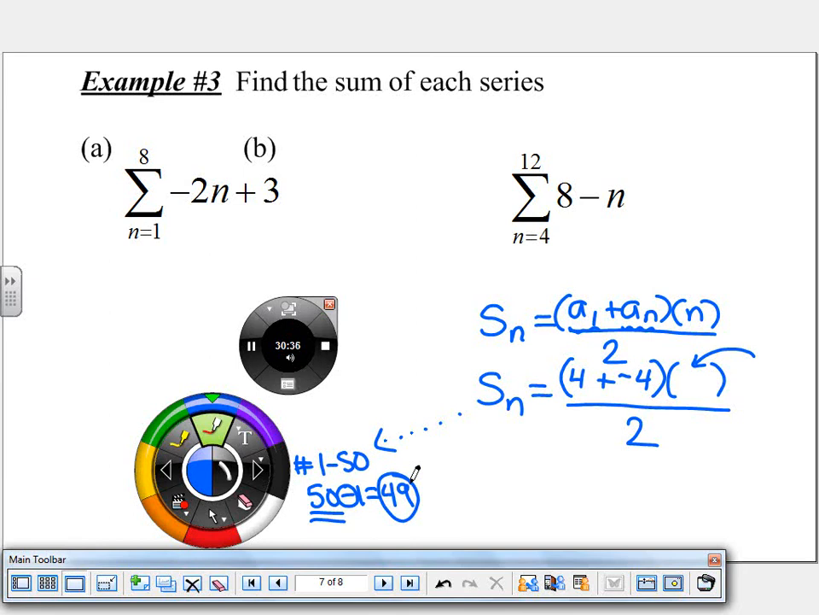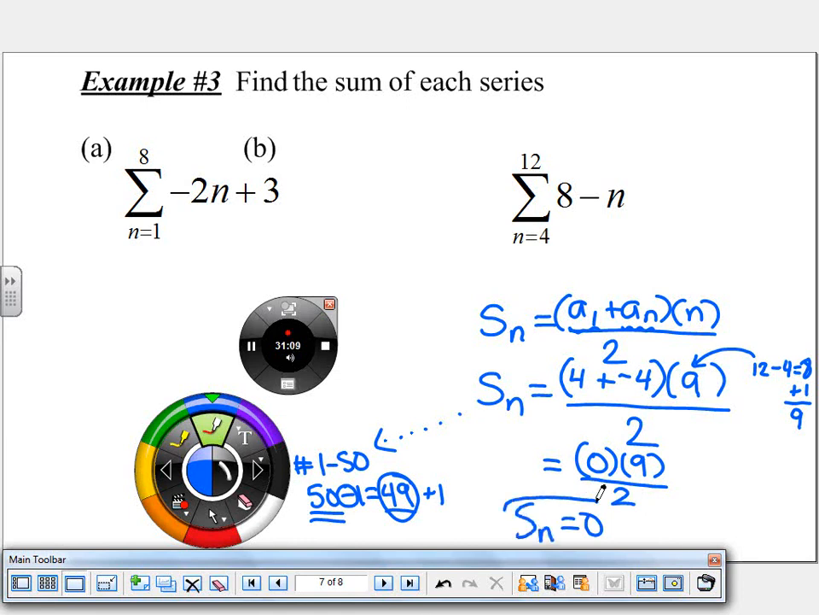So if we want to figure out how many problems there are, we would do 50 minus 1, we'd get 49, and then we'd have to add 1 because it didn't count the beginning number that we started with. So using that logic over here, since n starts at 4 and ends at 12, I would do 12 minus 4, which is 8. But I would have to add 1 more to count the starting point, which means there are actually 9 terms being added together. Then as we finish this, this is 0 times 9 over 2, which is 0. So the sum in this case is 0.